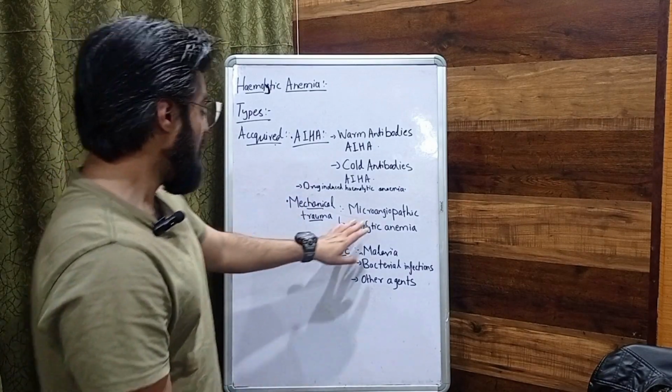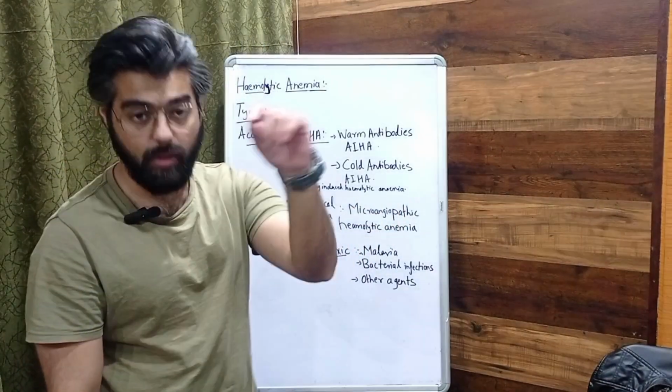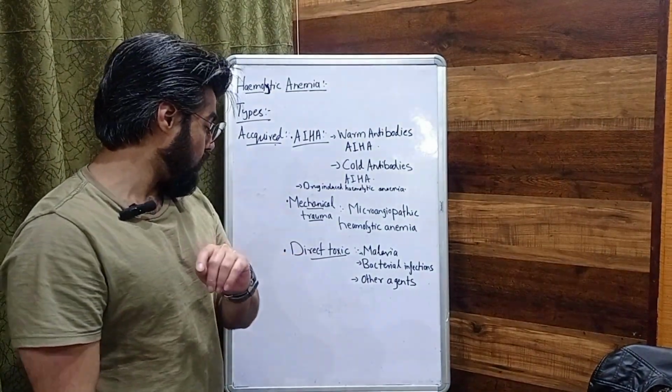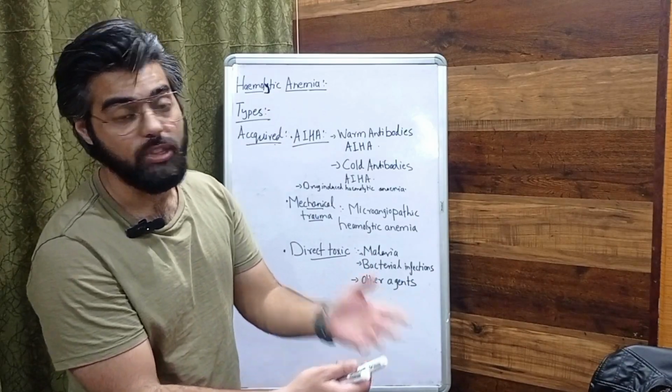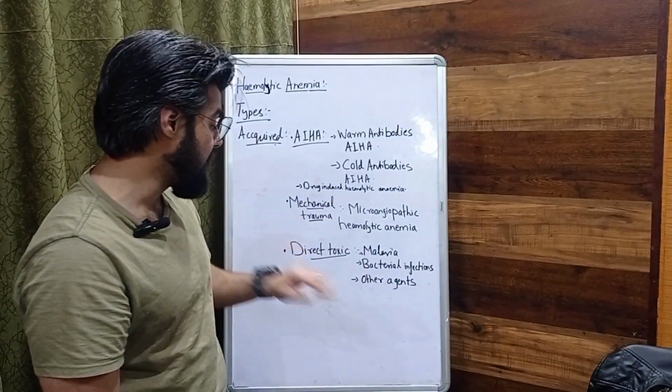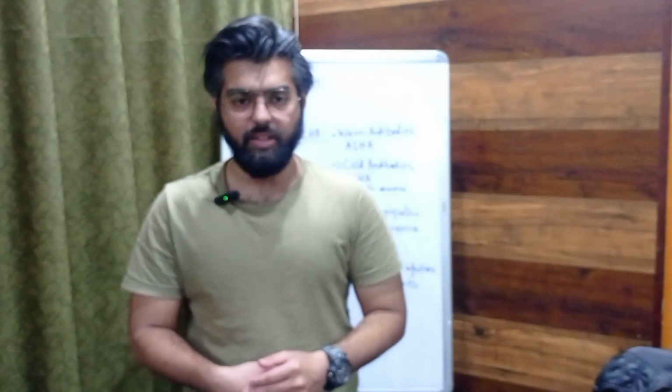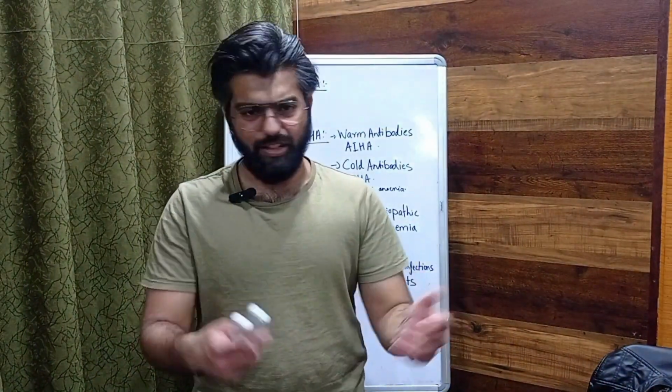Mechanical trauma can be microangiopathic hemolytic anemia. That is one of the causes. And next, coming to the direct toxins, what are the causes for the direct toxins that may cause hemolytic anemia? It is malaria, bacterial infections, and other agents also.